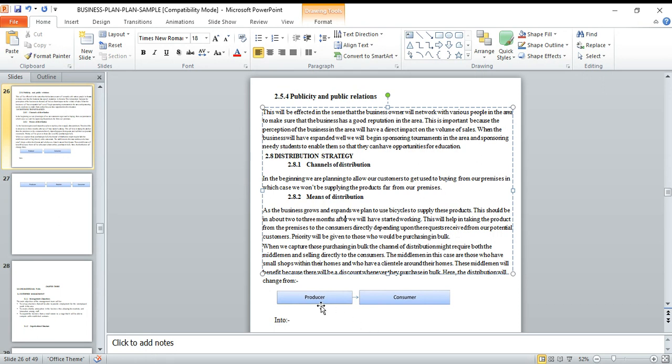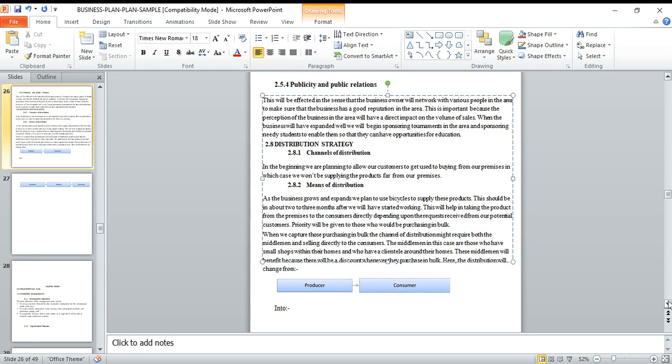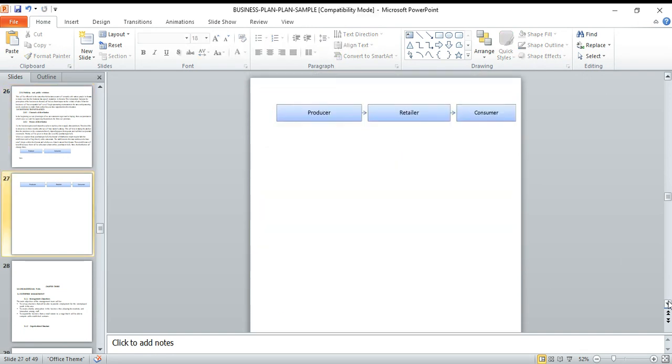So we have producer, then the consumer. Then this is transferred to producer, retailer, then consumer. So that marks the end of the first session. We have looked at the cover page as a component. We have looked at the business description as the second component, and we have looked at the marketing plan as the third component of the business plan.